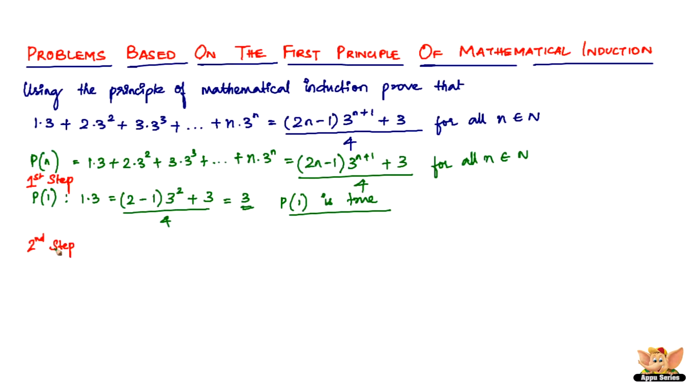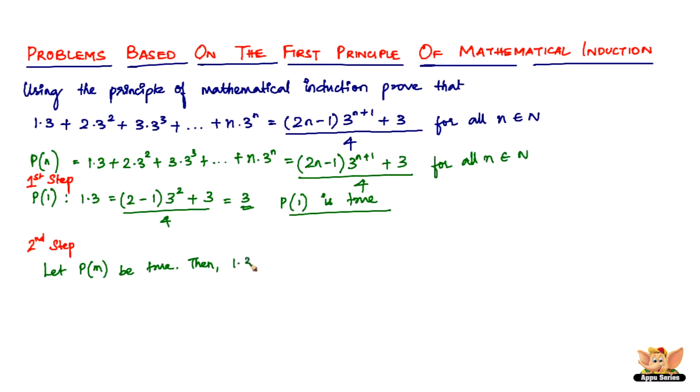The second step, as you know, is nothing but we just have to assume that let P of m be true. We've shown that P of 1 is true, but in the second step we assume that let P of m be true. So if P of m is true, then what happens? Then we have, in the place of n, we have m.